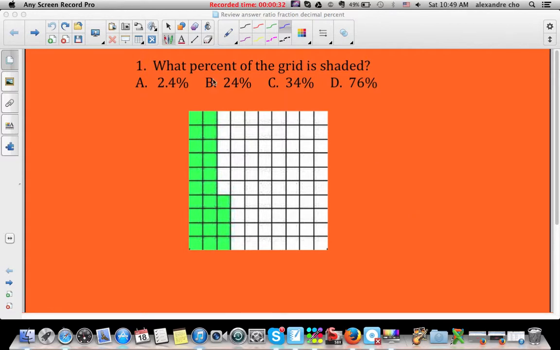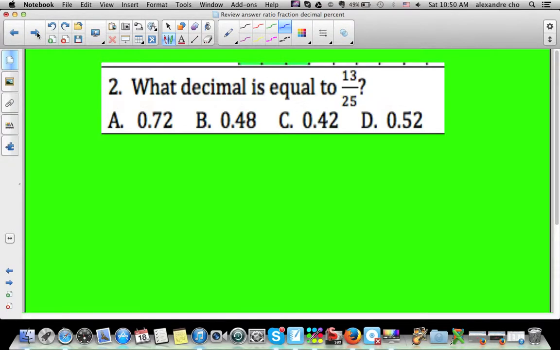Okay, so one. What percent of the grid is shaded? You have to know what the question is asking you here. The question says percent. Percent means something out of 100. So if there were 100 things, how many of them were shaded? Here you have a 10 by 10 grid, 10 squares going down, 10 squares going across, giving you a total of 100. If you count, you'll find out that it's 24%, because 24 of the boxes are shaded. So that's what percent means. That's one.